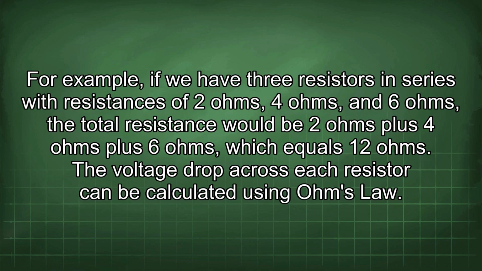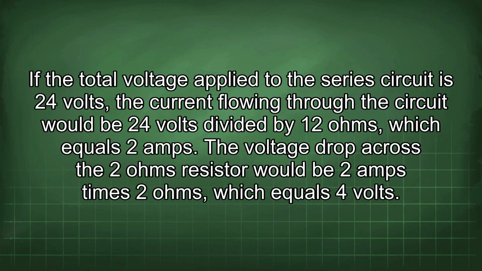For example, if we have 3 resistors in series with resistances of 2 ohms, 4 ohms, and 6 ohms, the total resistance would be 2 ohms plus 4 ohms plus 6 ohms, which equals 12 ohms. The voltage drop across each resistor can be calculated using Ohm's law. If the total voltage applied to the series circuit is 24 volts, the current flowing through the circuit would be 24 volts divided by 12 ohms, which equals 2 amps.